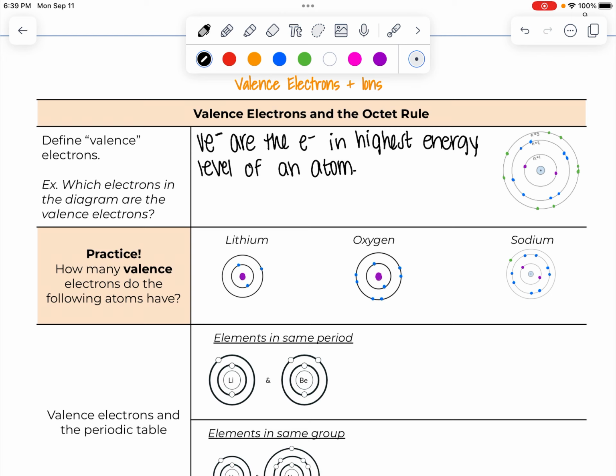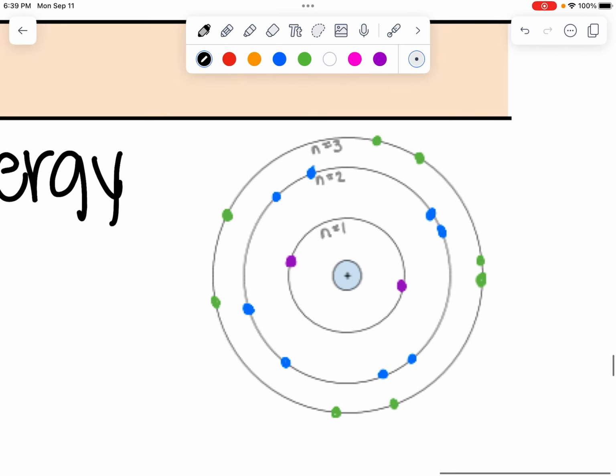So if we take a look at this Bohr model right here, stop and think to yourself, what's the highest energy level represented in this atom? Hopefully you screamed, N equals 3. That's exactly right. So N equals 3 is this outermost energy level here. So therefore, the electrons that are in that energy level are the valence electrons for this atom. This one, this one, this one, this one, this one, this one, this one, and this one. So this thing has 8 valence electrons in that outermost energy level.